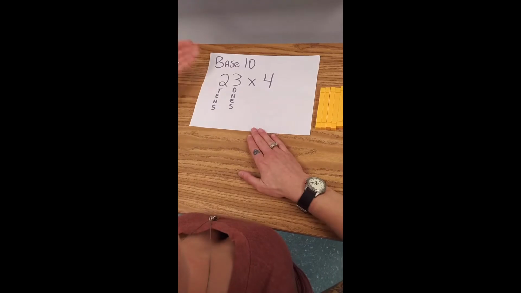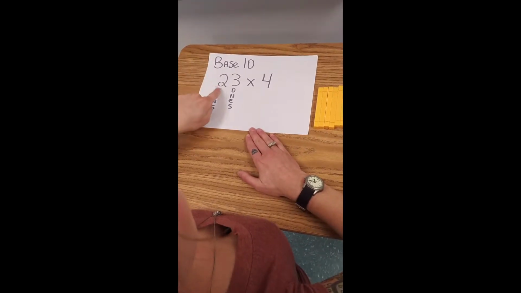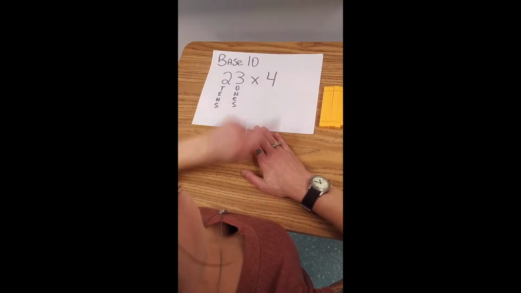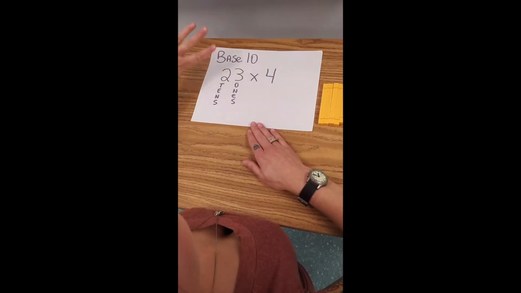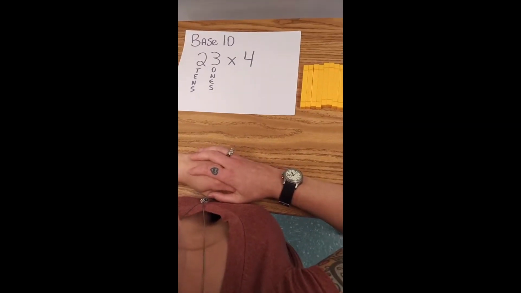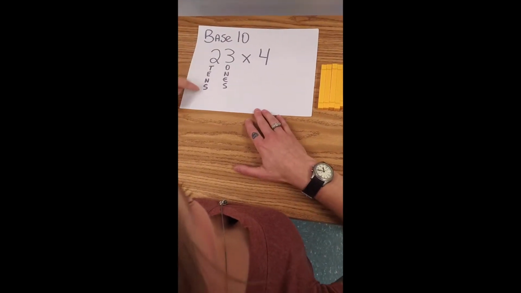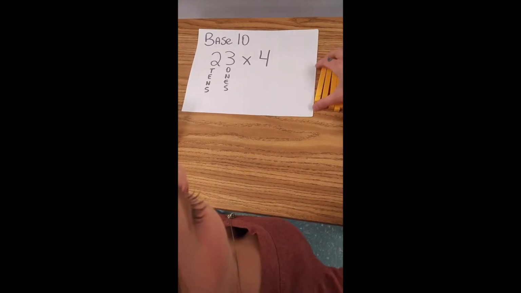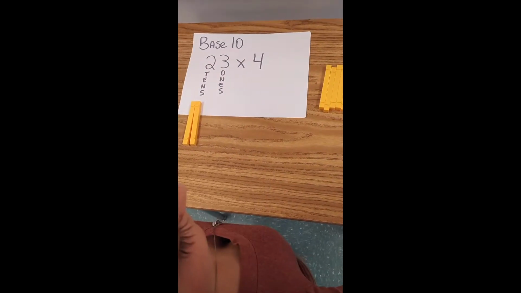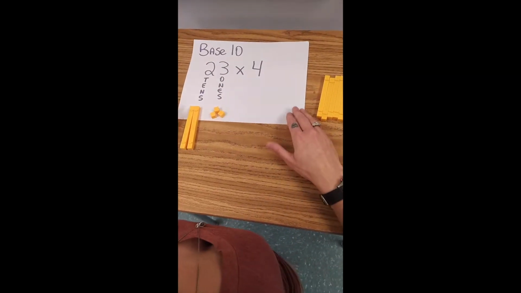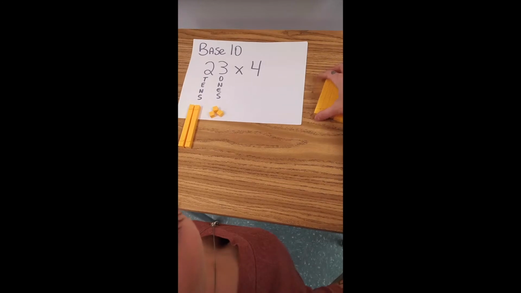Next, we will use our base 10 blocks. We can look at this equation, 23 multiplied by 4, as 23 4 times. We can use our base 10 blocks to see 23. 23 is 2 10s and 3 1s. Let's do this 4 times.